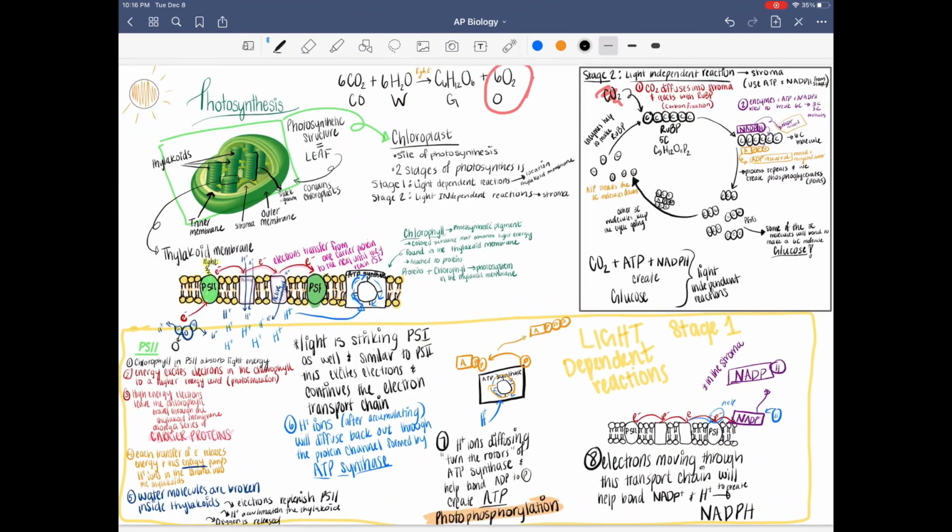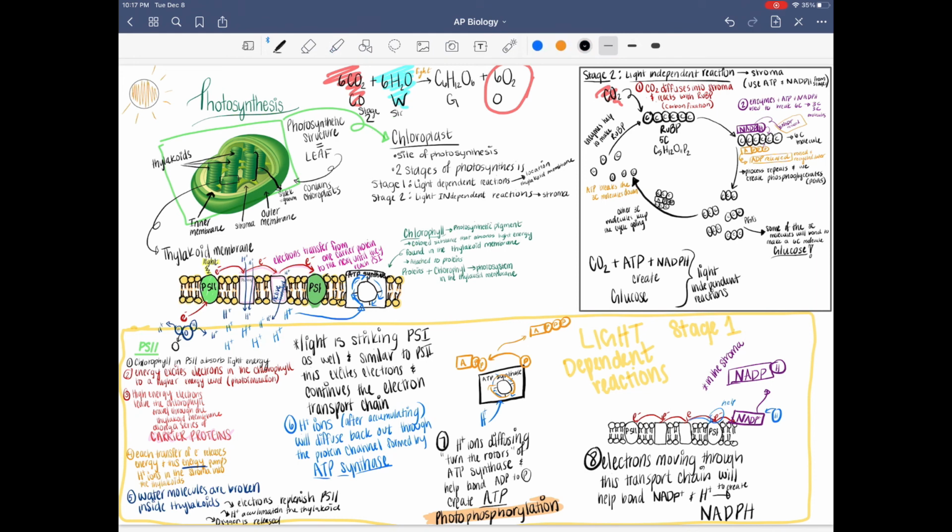Let's go back and look at our overall reaction. The CO2 in our reaction is coming from stage 2. That's the CO2 that goes in stage 2 to start up our little cycle. We see our H2O, which is our other reactant, in stage 1.